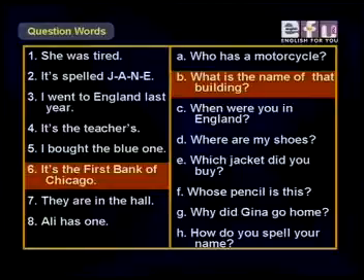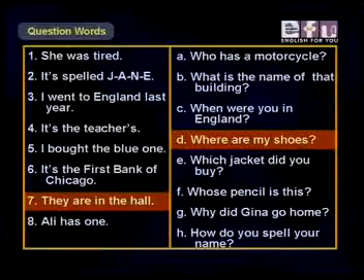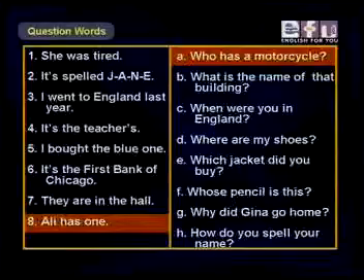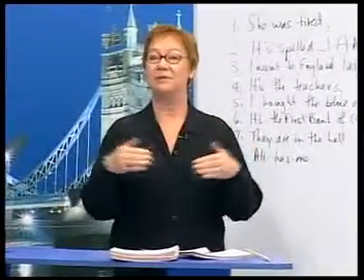Susan. It is the First Bank of Chicago. What is the name of that building? Okay, Ali. They are in the hall. Where are my shoes? Susan. Ali has one. Who has a motorcycle? Ali has one. Very good, thank you. I hope that you also were able to put them together.